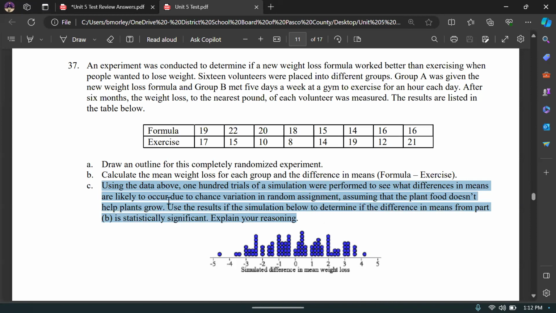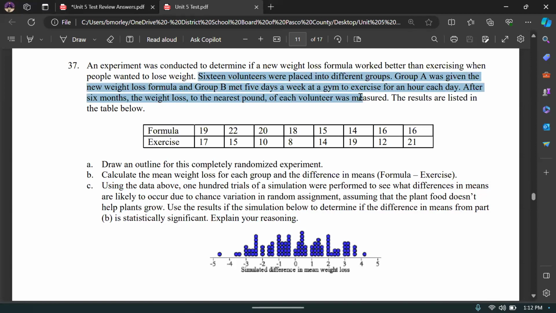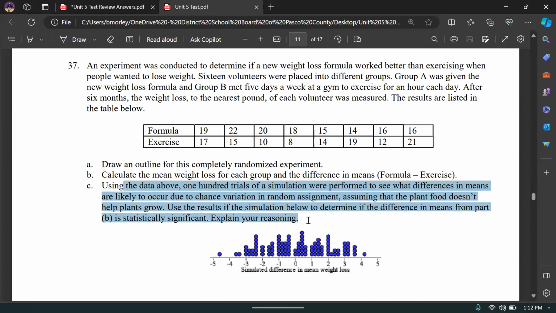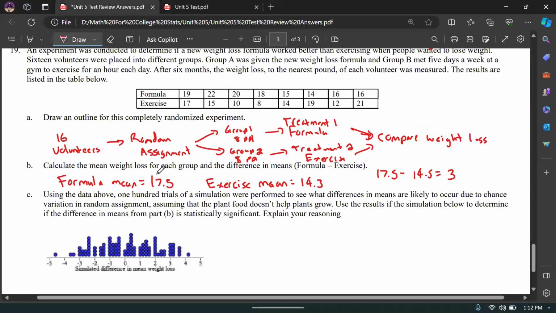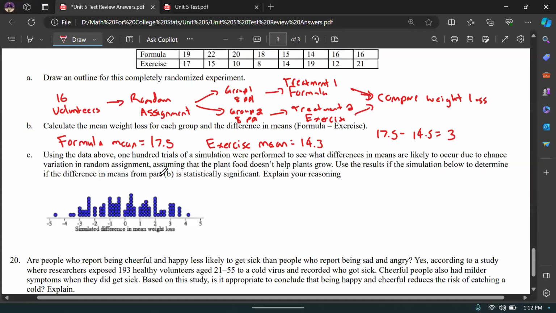What differences in means are likely to occur due to chance variation, assuming plant food doesn't help plants grow. Again, this is the gym one, and these are the plants. It's still wrong, but either way, we do have the right graph, and that's all that matters. Let's go back to that. So basically, ignore that. We have 100 simulations where we're looking to see that formula and exercise are no different from one another. And we have the results below here.